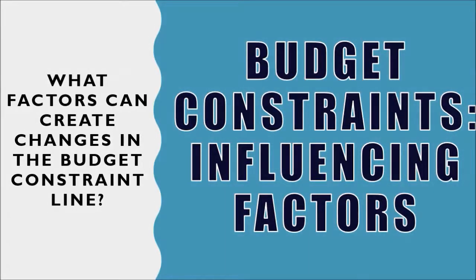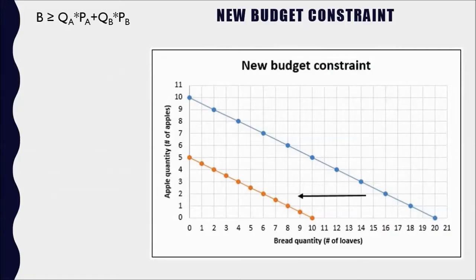In this video, you will learn about the different factors that can influence the budget constraint line. In a previous video, you have learned what budget constraints are and how they influence consumers' choices. Now, let's look at an example where the consumer's budget constraint changed from $10 in the original example to $5.